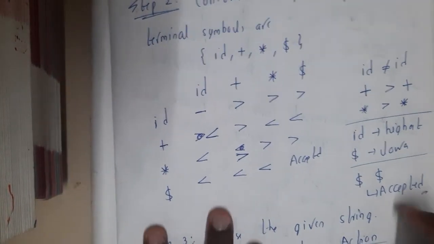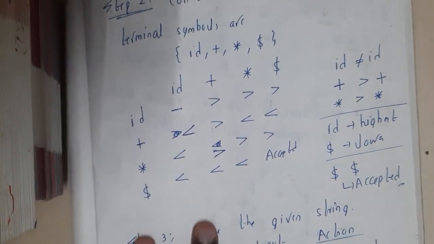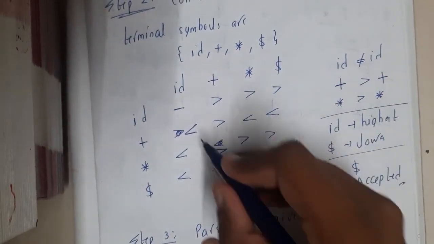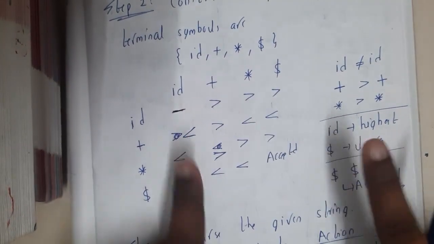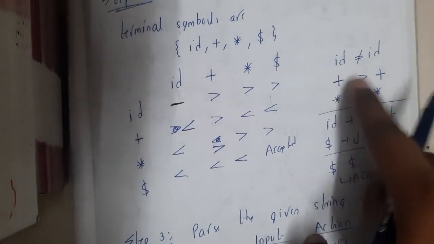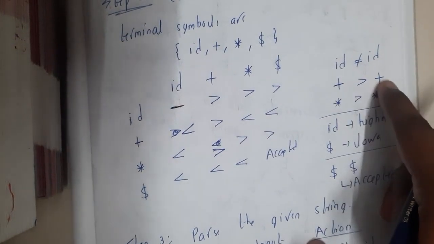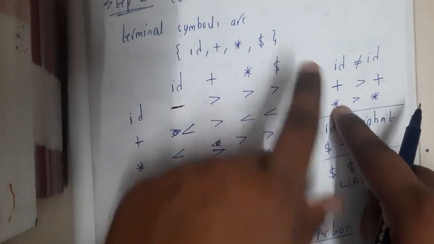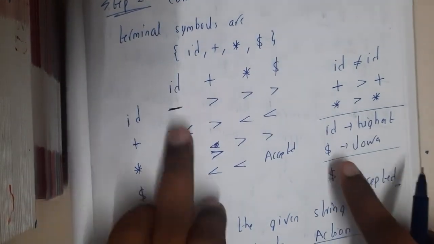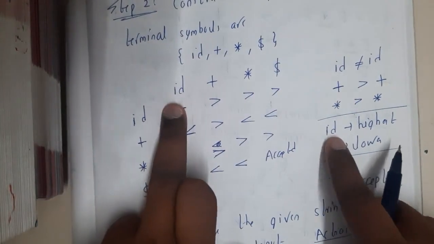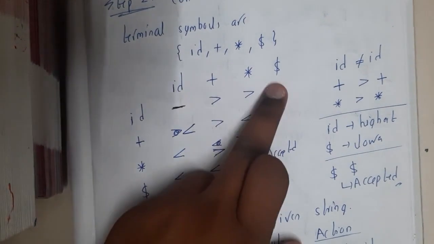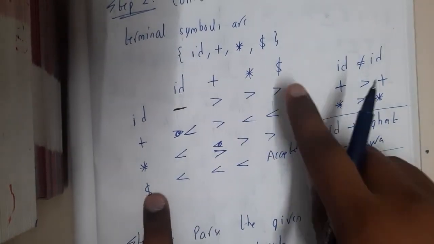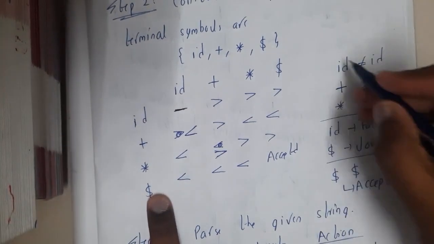For this solution, you need to understand a few concepts, guys. ID is never equal to ID, so you cannot write any condition between ID and ID. If there are two pluses, plus is greater than plus. Similarly, multiplication is greater than multiplication. ID has the highest precedence and dollar has the lowest precedence. Dollar is nothing but accepted. These are the conditions.